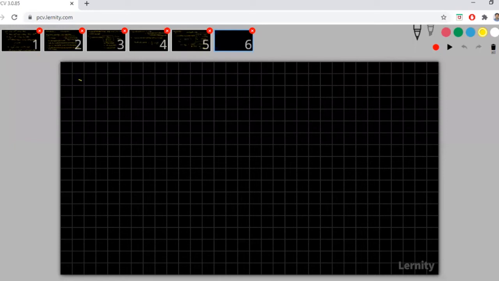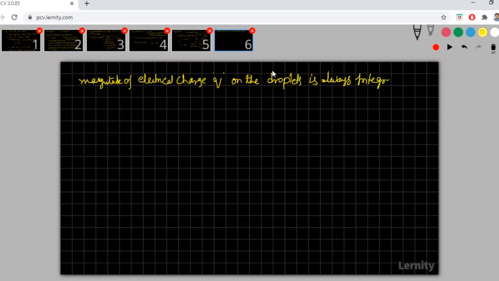What is the formula? The magnitude of electrical charge Q on the droplets is always an integral multiple of the electrical charge.